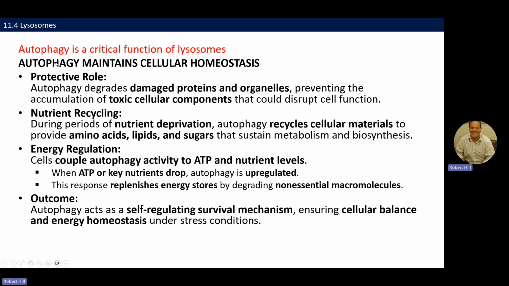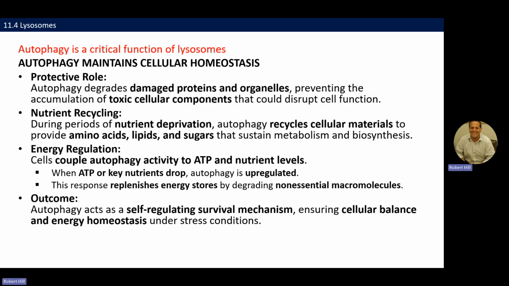So why autophagy? It protects the cell, right? It gets rid of the damaged proteins and organelles, and it prevents the accumulation of toxic byproducts and components. It also is a way to recycle nutrients. If the cell is short on amino acids, well, let's go break up some proteins and get amino acids for them. Same with lipids and sugars. It's a good way to regulate energy in the cell.